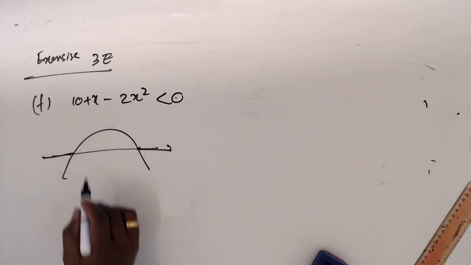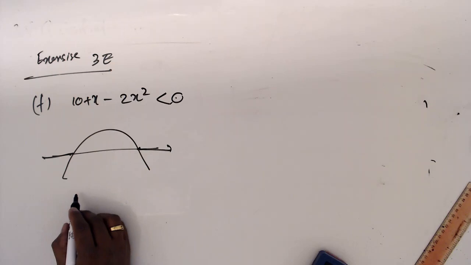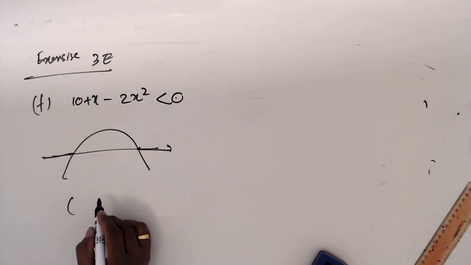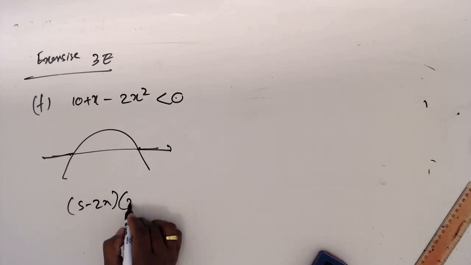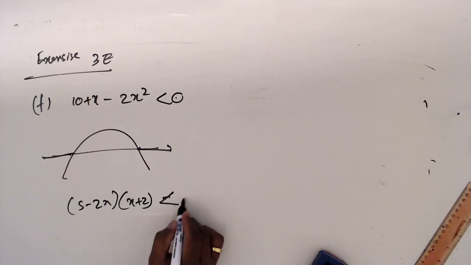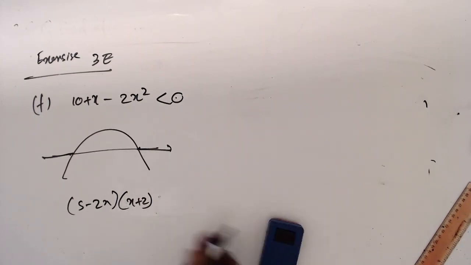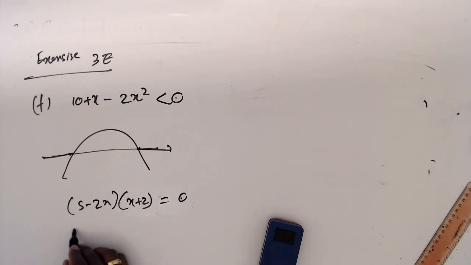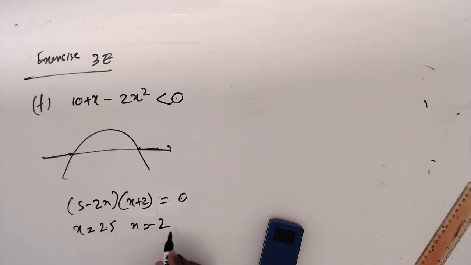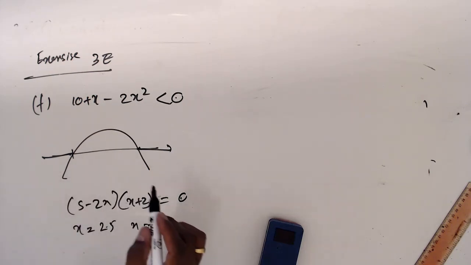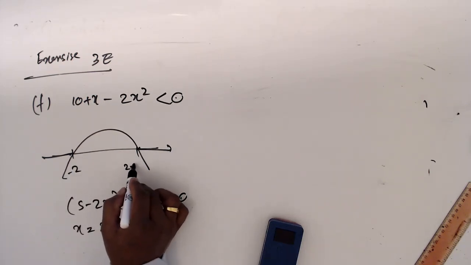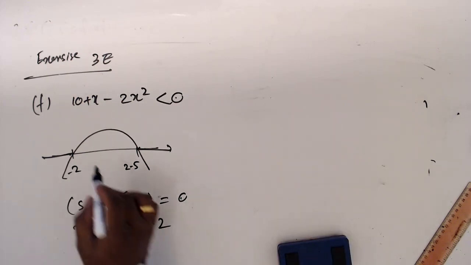So let's see the y minus 2x, x plus 2 equals 0, x equal 2.5 and x equal minus 2. So this is minus 2 and 2.5. So you had to draw properly.